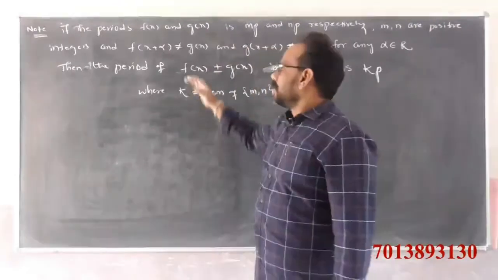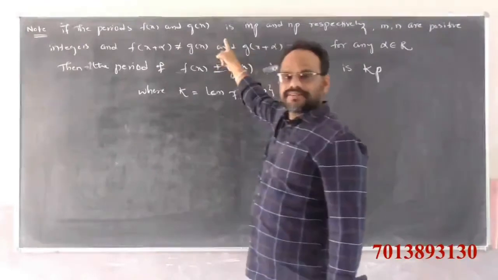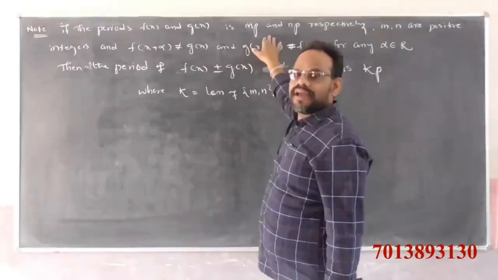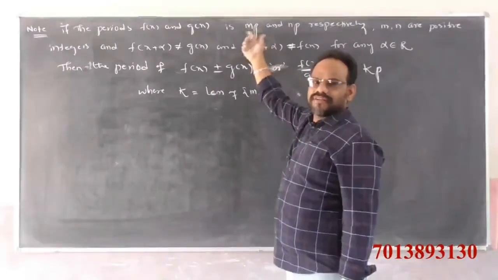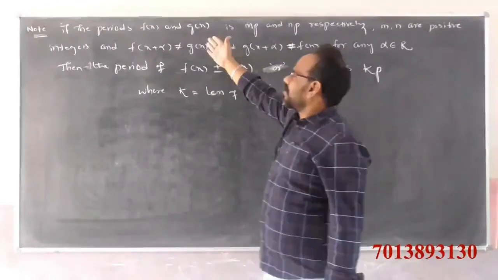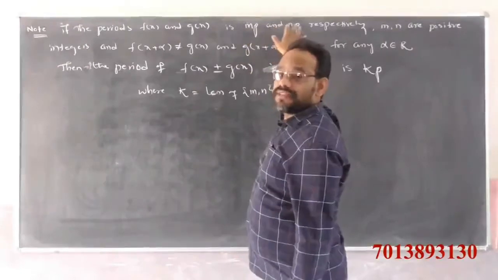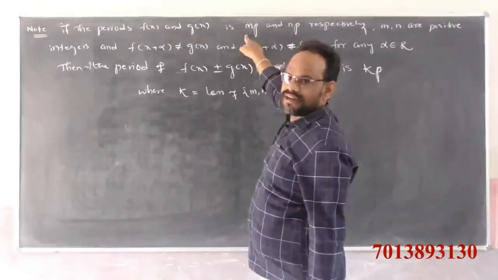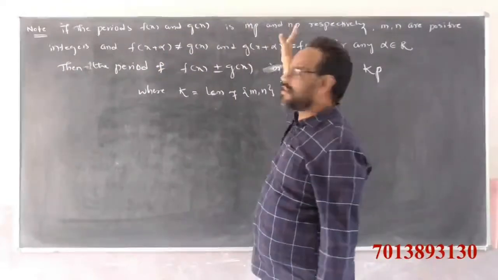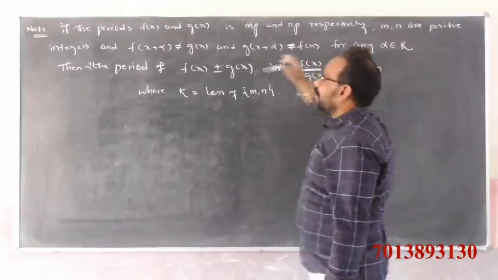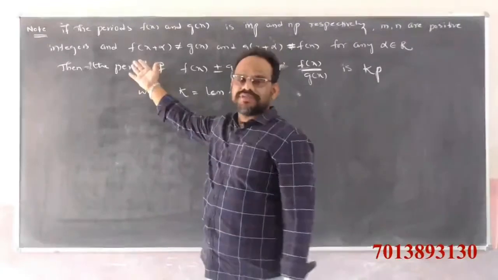Observe once again. The periods of two functions f of x and g of x are clearly mp and np. The period of f of x is m times p and the period of g of x is n times p, respectively, where m and n are positive integers.